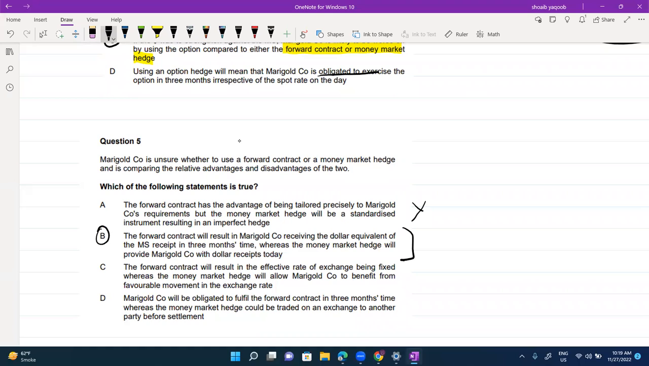Acha, by the way, what is C? Forward contract will result in the effective rate of exchange being fixed, whereas the money market hedge will allow Marigold company to benefit from the favorable movement. No. There is only one derivative which lets you enjoy the market movement, that is option. Marigold company will be obligated to fulfill the forward contract in 3 months time, whereas the money market hedge could be traded on exchange. No. Money market hedge tradable nahi hota. It is not a tradable instrument. Okay. So any question?